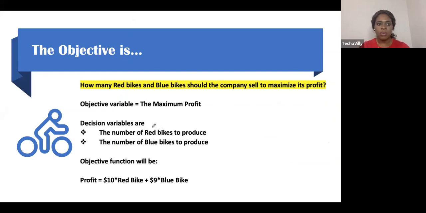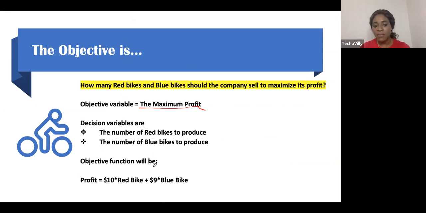So, like I said, the objective is to find how many red and blue bikes they want to sell to maximize their profit. So the objective variable is going to be to maximize profit, which is going to be seen when we are running the optimization model. And the decision variables are going to be the number of red bikes to sell or produce, and the number of blue bikes to sell or produce.